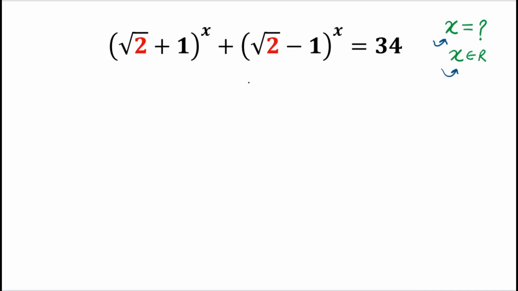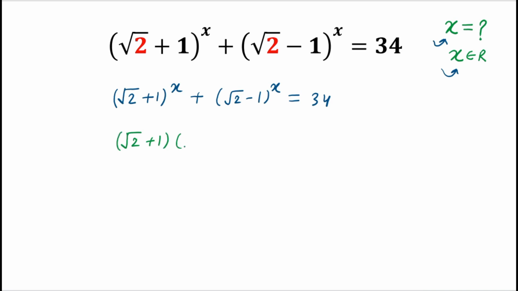Now let's start the solution of this question. Here we have (√2 + 1)^x + (√2 − 1)^x = 34. We know that √2 + 1 multiplied by √2 − 1 is equal to 1.